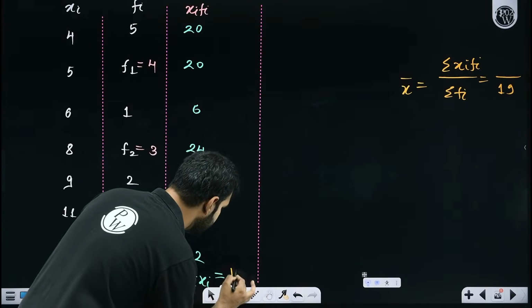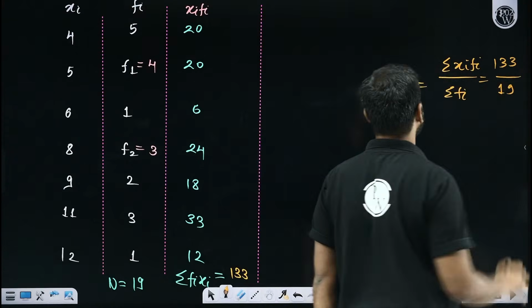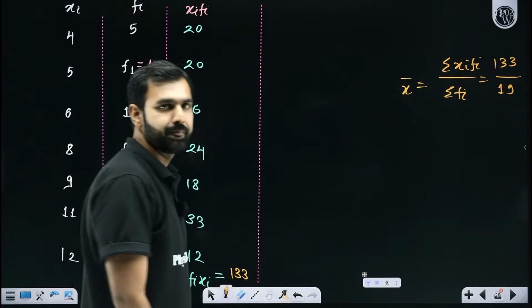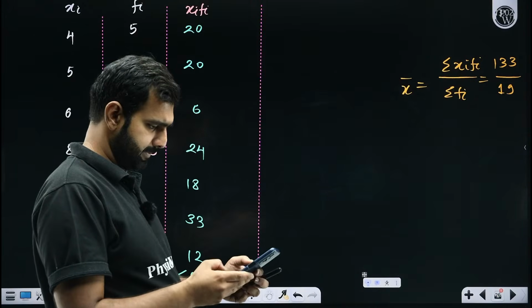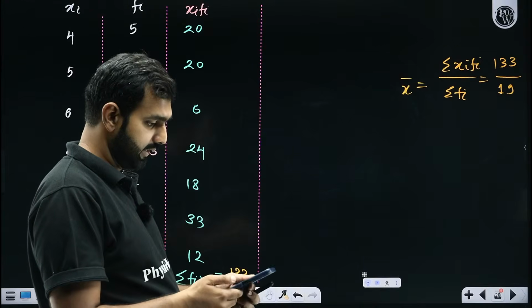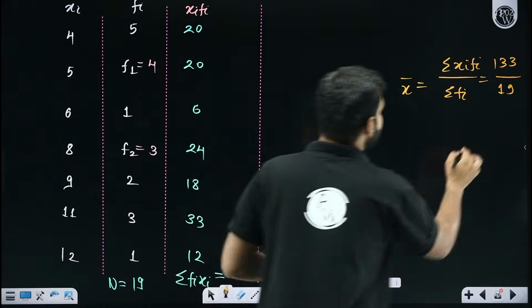So if it is 133, you help me with this data as well. What will be 133 by 19? Can somebody help me with that? X bar here. Anybody? 133 by 19. So I think 133 by 19 is 7. Great. So X bar we receive as 7.